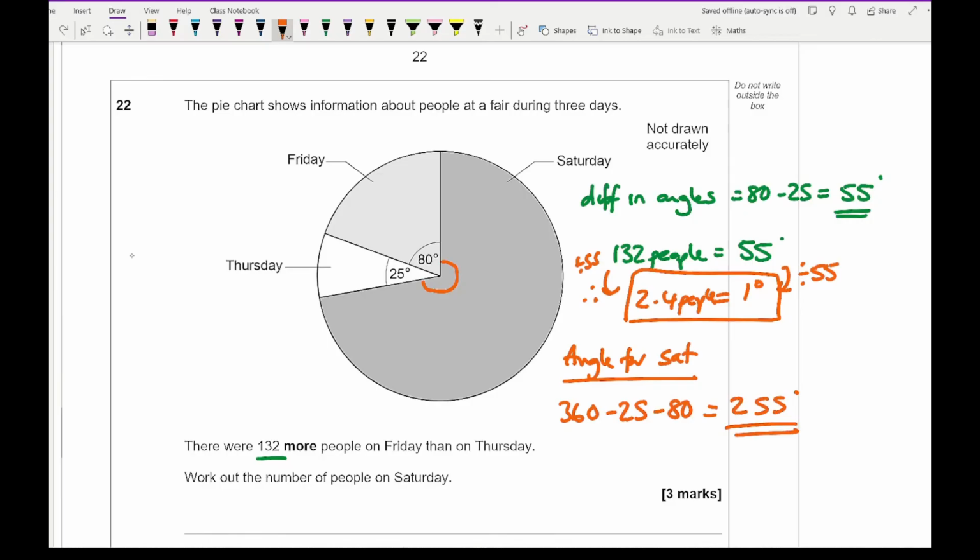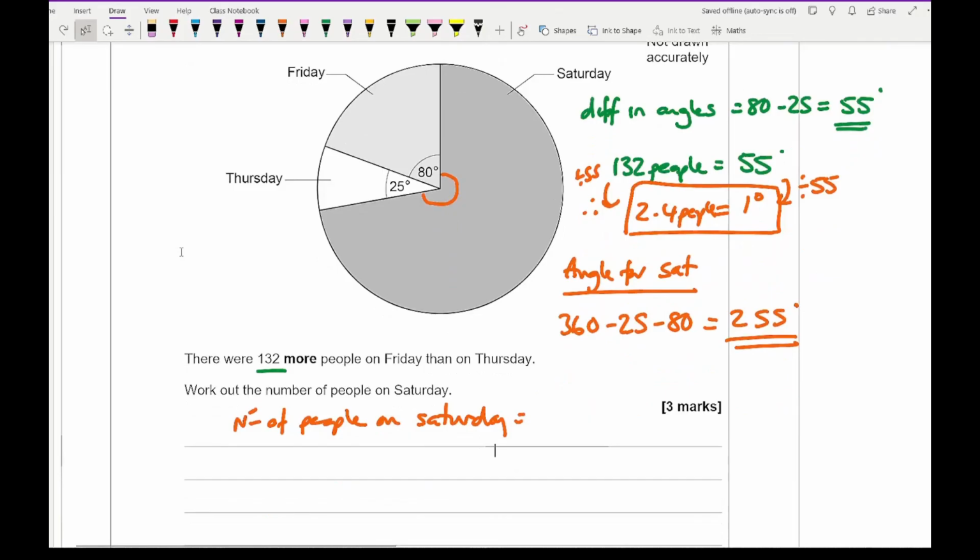So if each degree is 2.4 people, the number of people on Saturday is going to be equal to 255 multiplied by 2.4, and if I type that into my calculator I get an answer of 612.